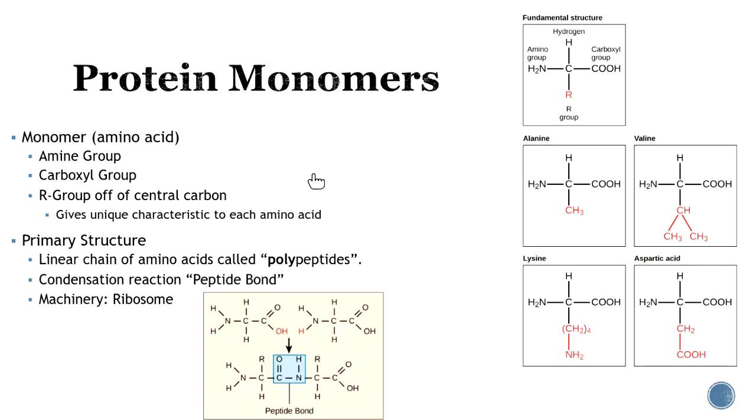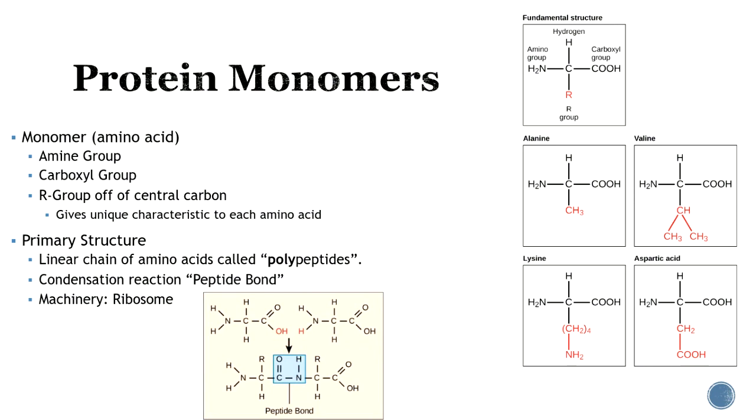So let's identify what's the monomer and the polymer and talk a little bit more about them. The monomer is an amino acid right here. You're going to see that there are several key parts to an amino acid. There's what we call an amine group right here. You're going to have a central carbon, the hydrogen off it, a carboxyl group, and then you're going to have this R group.